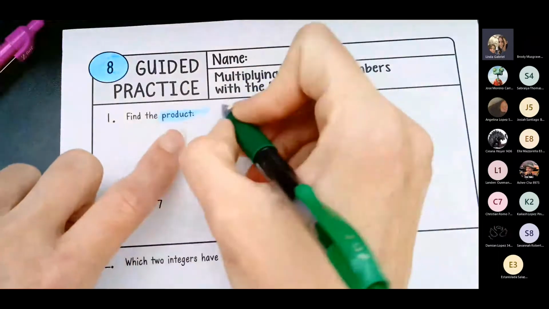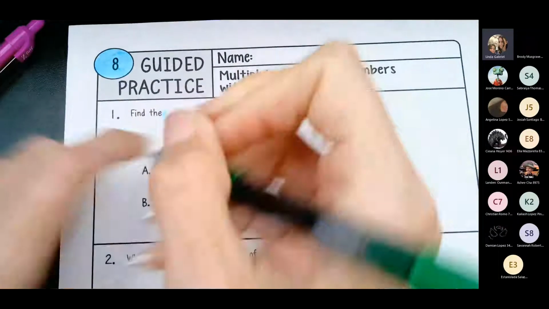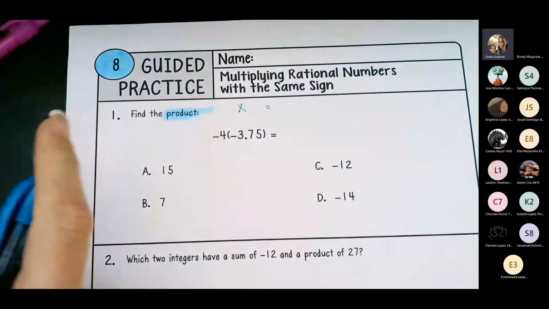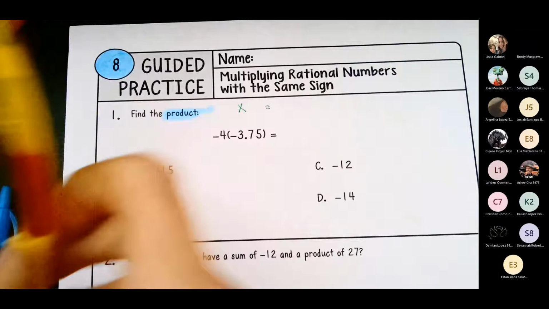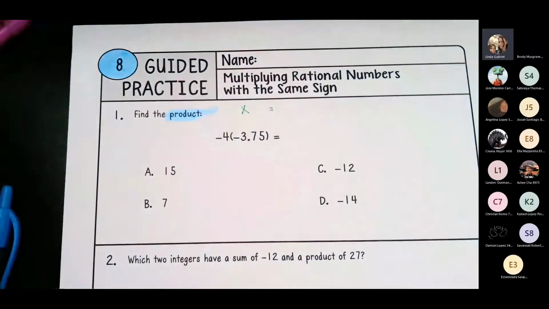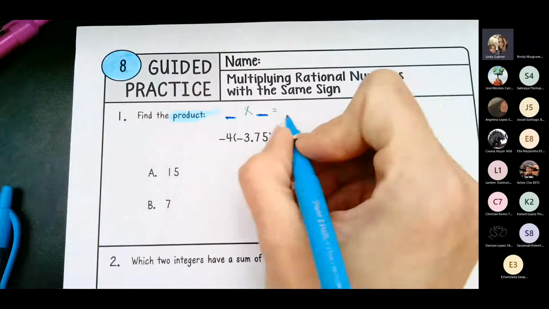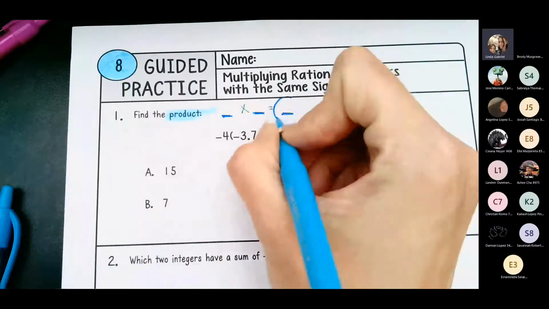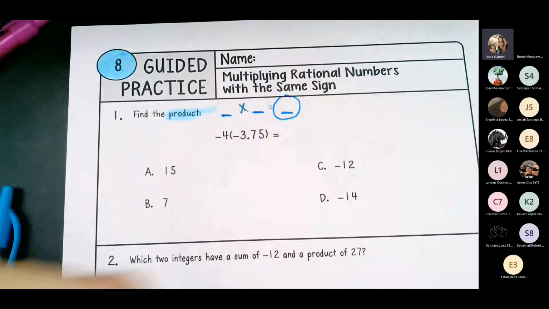The product means that we need to find the answer to an equation where there's multiplication. Right, so let's say here's our numbers, we're multiplying, right? Here's our answer. So product just means the answer to an equation that's going to involve multiplication.